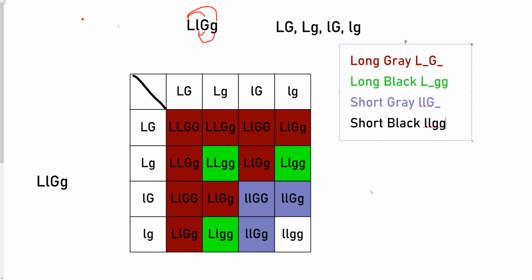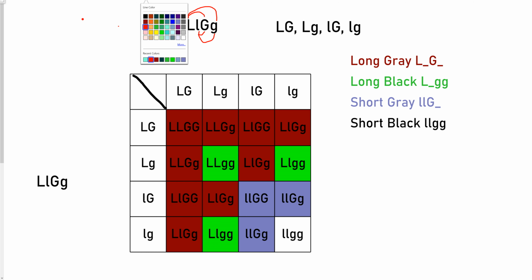So since there's 16 squares in our Punnett square, we have to have our fractions out of 16. So I'm going to get my marker out. And we have out of 16, 1, 2, 3, 4, 5, 6, 7, 8, 9 are going to be long and gray. So let's see, what fraction would that be? Or sorry, what decimal? 0.5625.